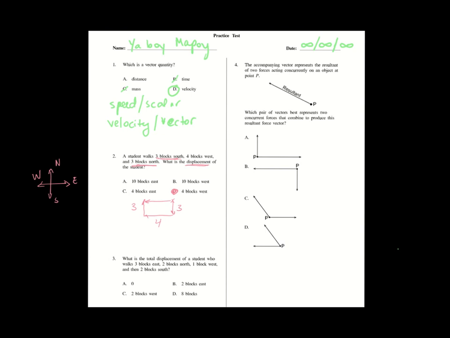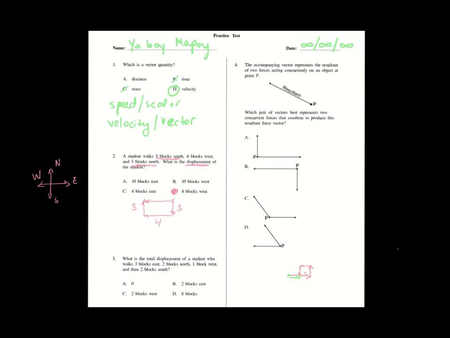Number 3. What is the total displacement of a student who walks 3 blocks east, 2 blocks north, 1 block west, then 2 blocks south? Alright, now this is a more complicated diagram. So I'm going to do it to the right of this. 3 blocks east. Ooh, that's the wrong direction. This way. 2 blocks north, 1 block west, and then 2 blocks south. Okay. So overall, we started here and we ended here. So we're going to move this way. So that's going east. How many blocks east?